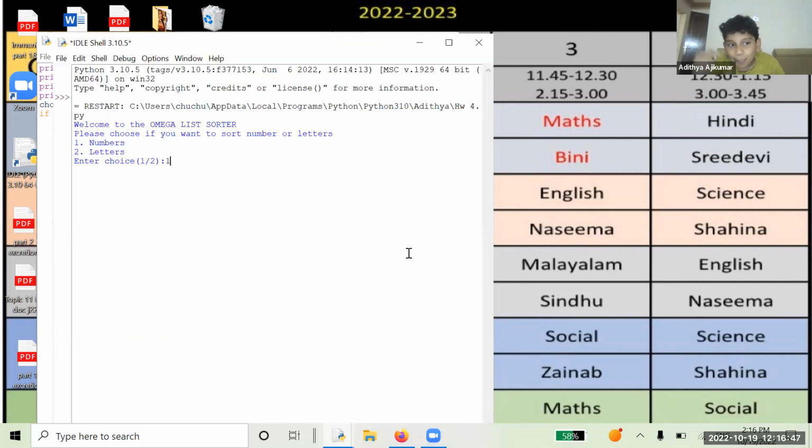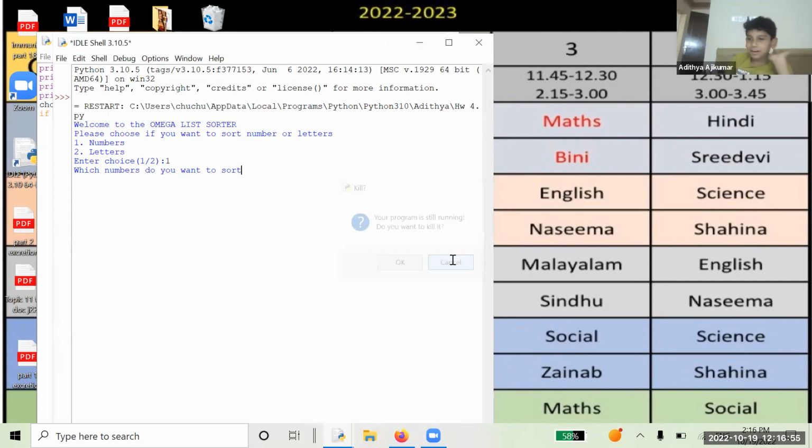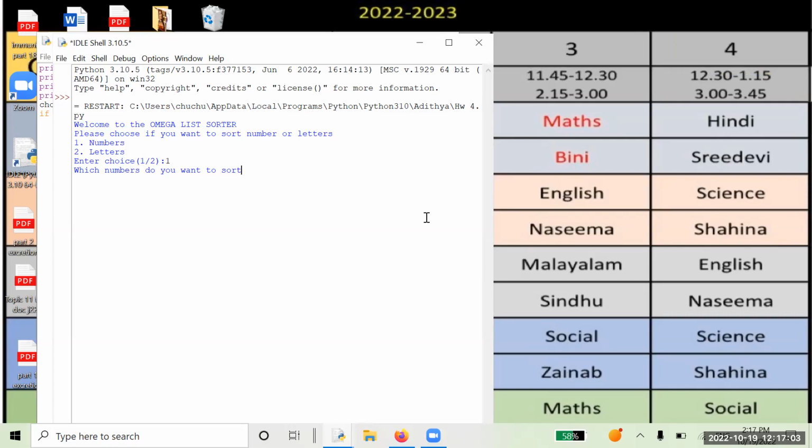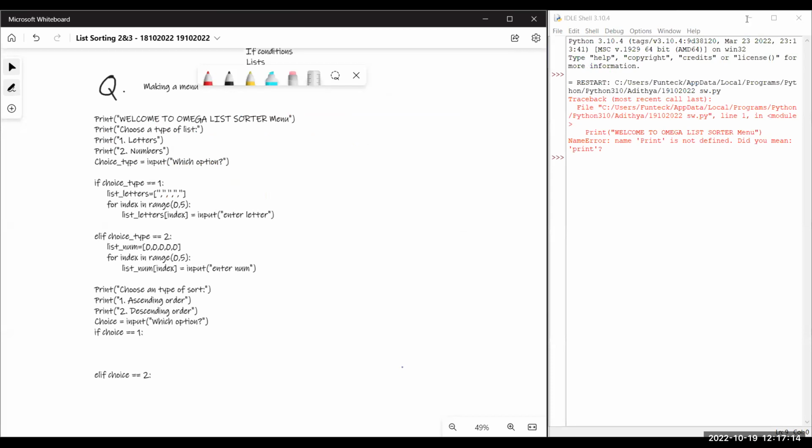So now which numbers do you want to sort? Let's take the numbers. I don't know how to do that part. If I knew how to do that, this homework would have been already done. Okay, let's see. Now let's look at what we have done so far. That's the only thing I don't know. Okay, so you should know that.